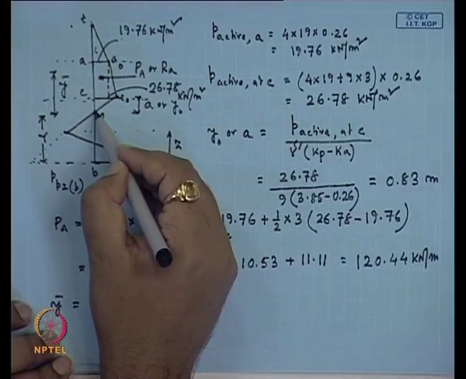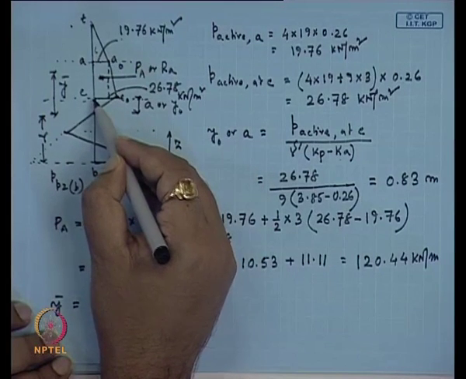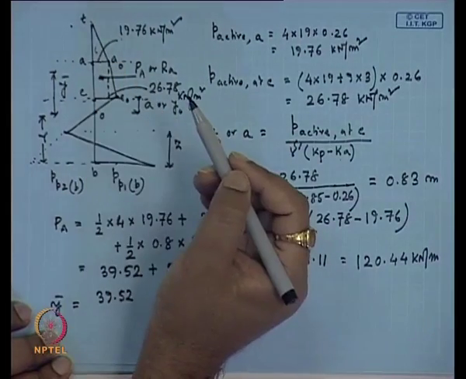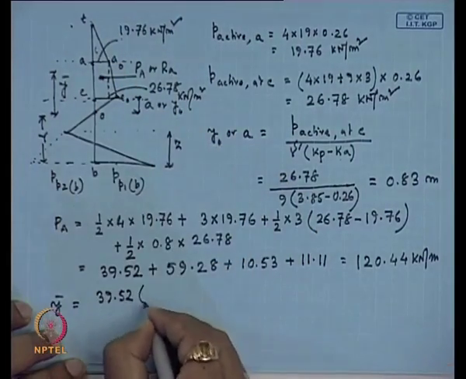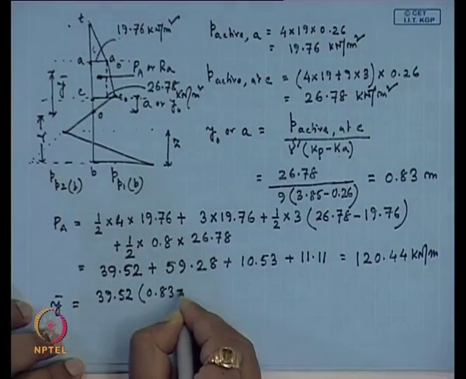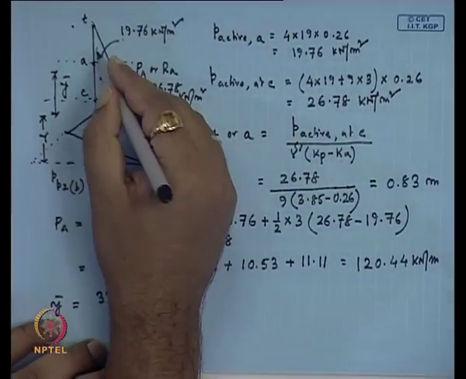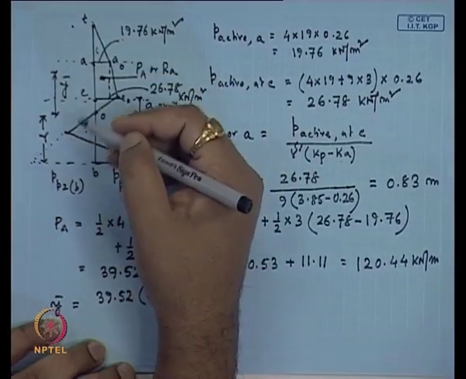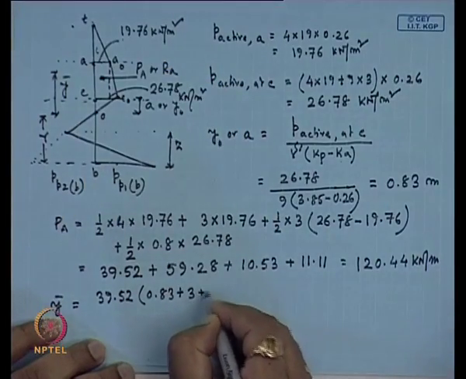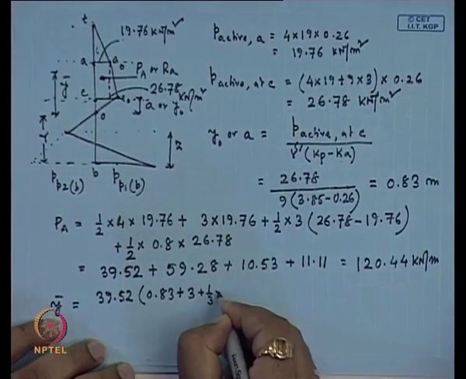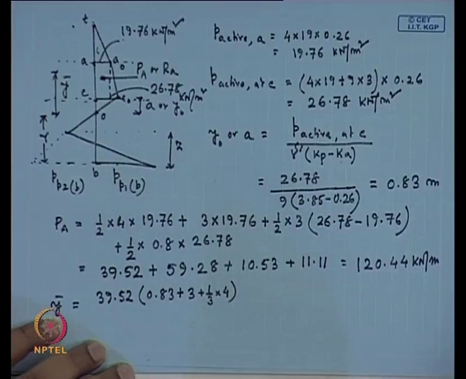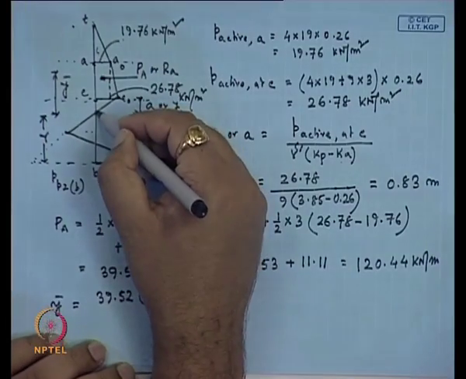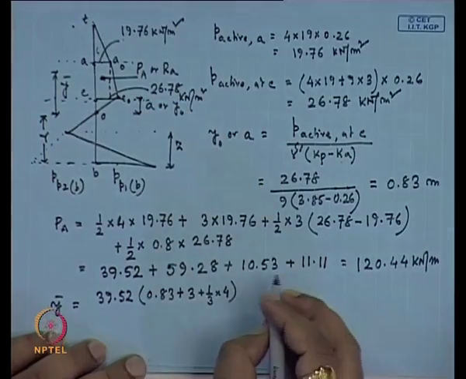So, the distance will be O C plus C A plus 1/3 of A T. O C is 0.83 and C A, that distance is 3 meter, then A T is 4 meter. So, 1/3 of A T, where A T is 4 meter. That is the lever arm and this is the force. So, basically we are taking the moment with respect to this O point.